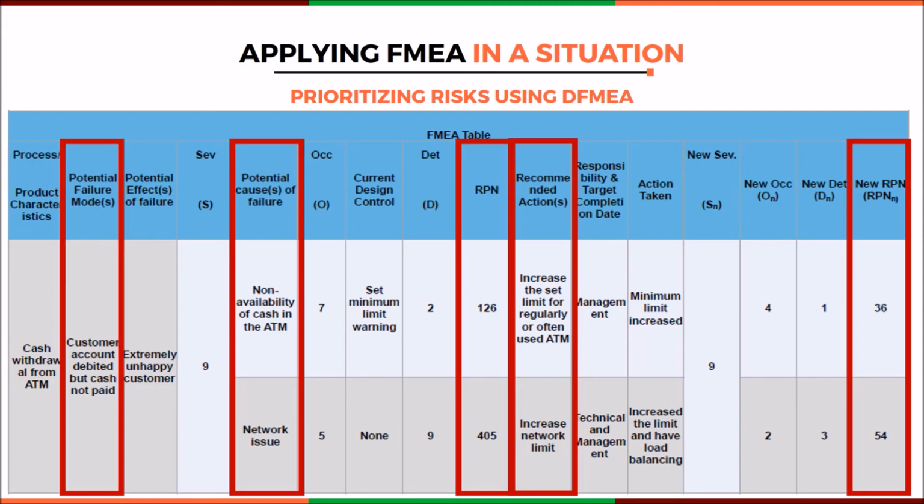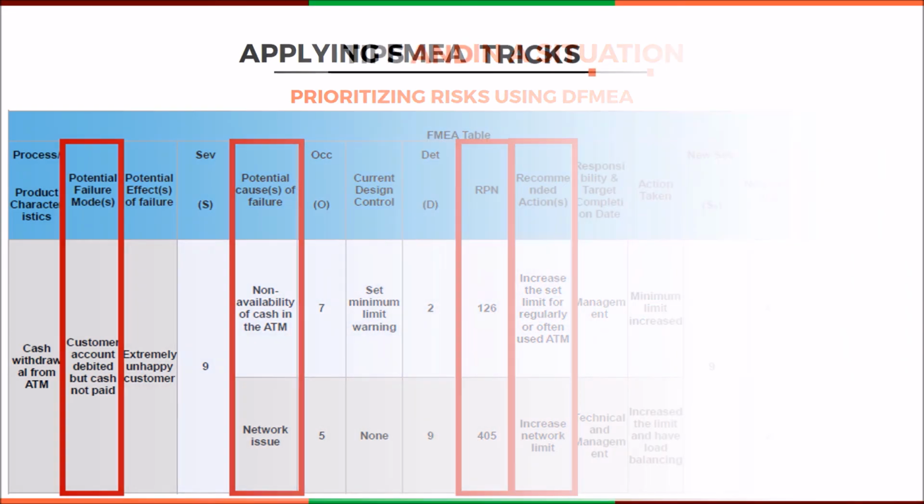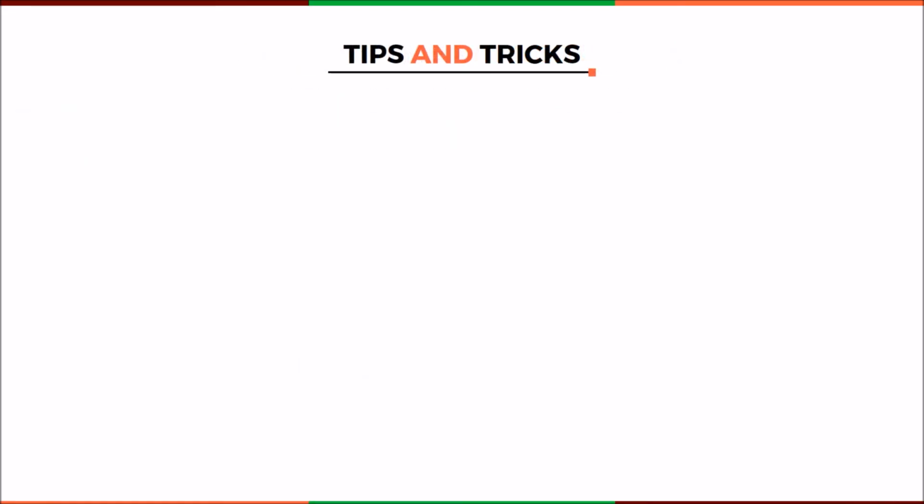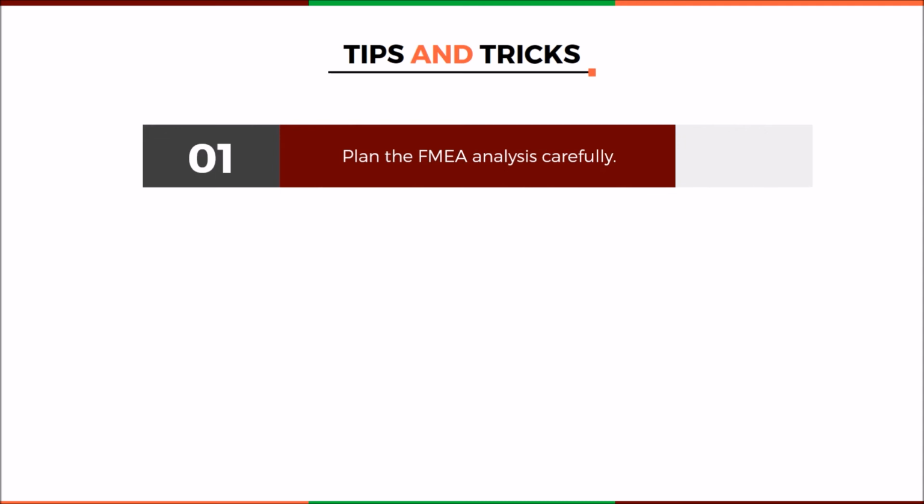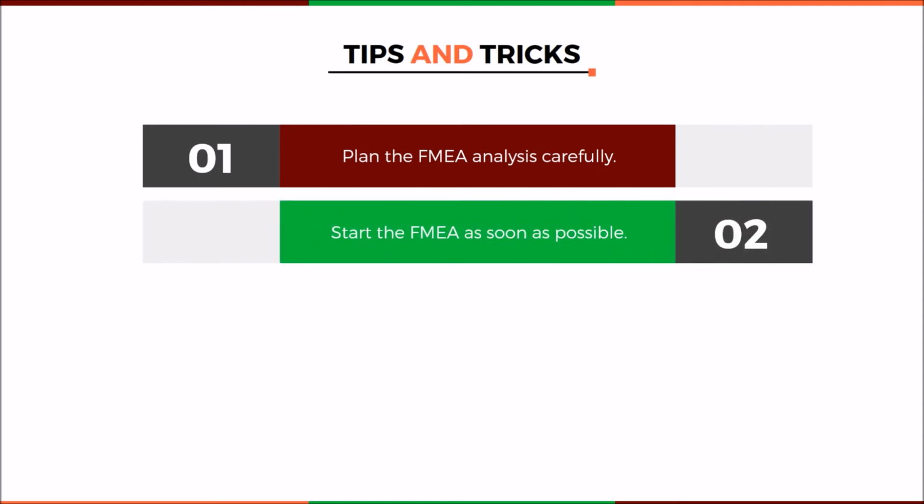After implementation, a new RPN number is calculated to determine impact. Notice that the RPN value of 126 and 405 are reduced to 38 and 54 respectively, which indicates that improvements have been made. Here are some pointers as you learn to apply FMEA in a situation in your organization. FMEA analysis is a time-consuming process when done correctly, so plan accordingly. Start the FMEA as soon as possible to impact the design before it is finalized.